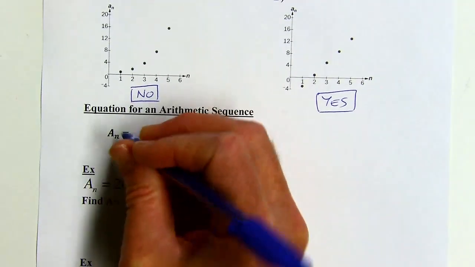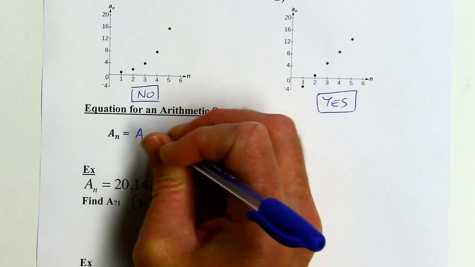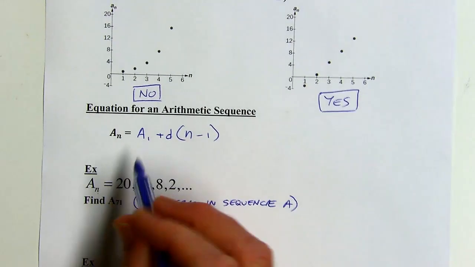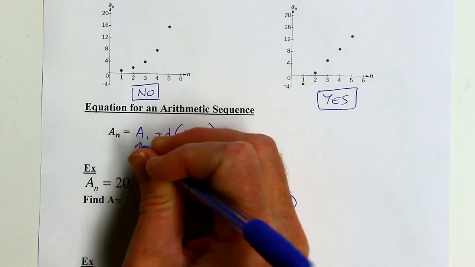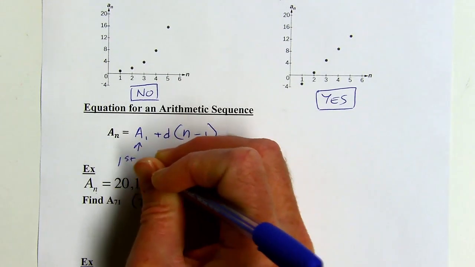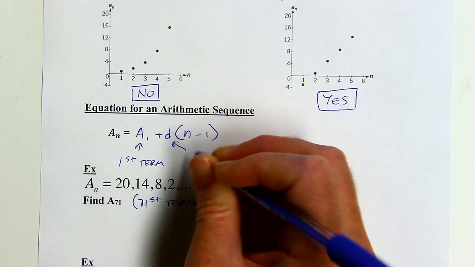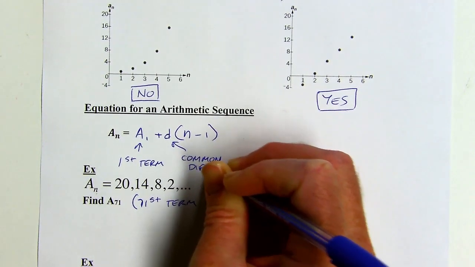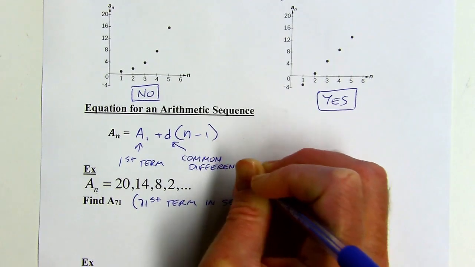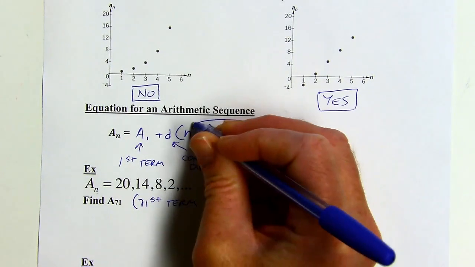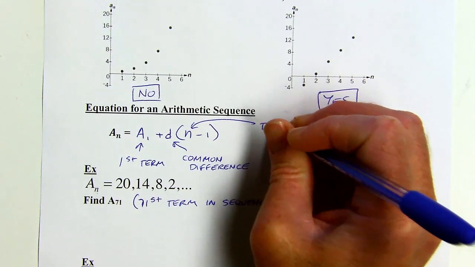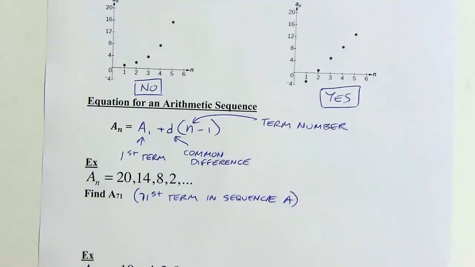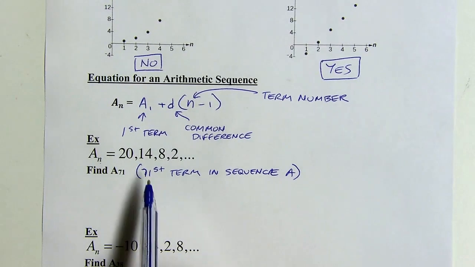So here's how it's going to work. We've got this equation. It's going to look like this. A sub 1 is the first term in the sequence. The d is going to be the common difference, so that's whatever you're adding or subtracting to get from term to term. And then the n, the last piece here, is going to be the term number. This is going to make it much quicker to find a specific term that's far down the line.